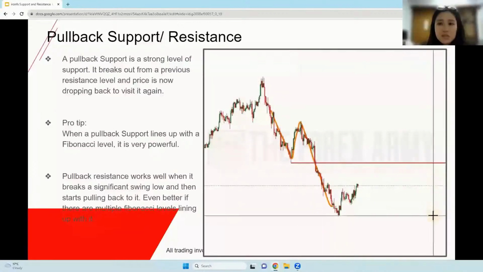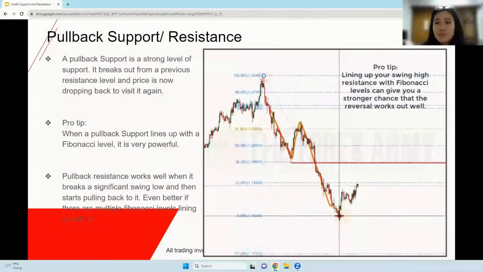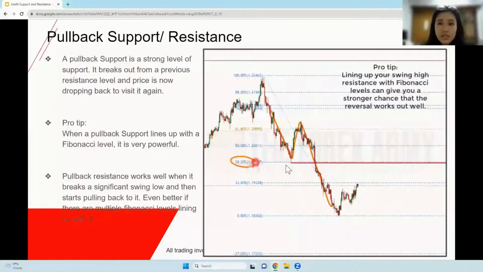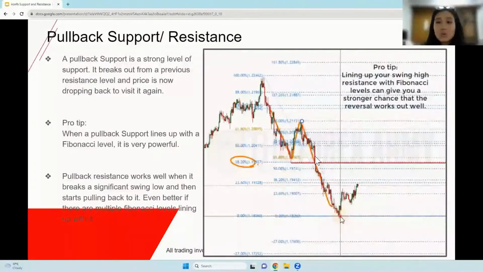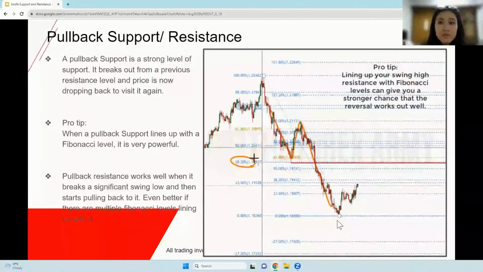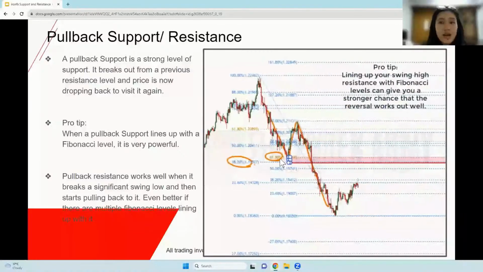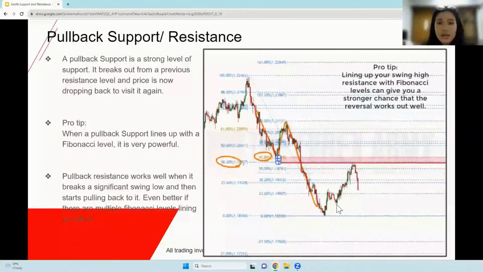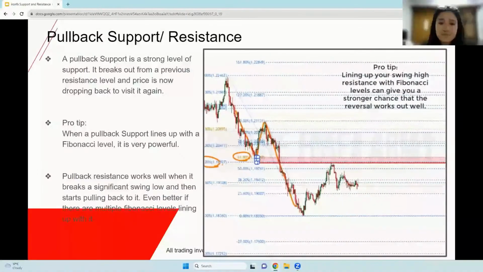Okay, maybe I'll just let you guys watch the GIF one more time. So price has broken out of the support level, the swing low support, becoming a pullback resistance. Now that the resistance lines up with not one but two Fibonacci retracements, it's considered a confluence area. That's why I've highlighted it. And you can see price reversing off of the level again.